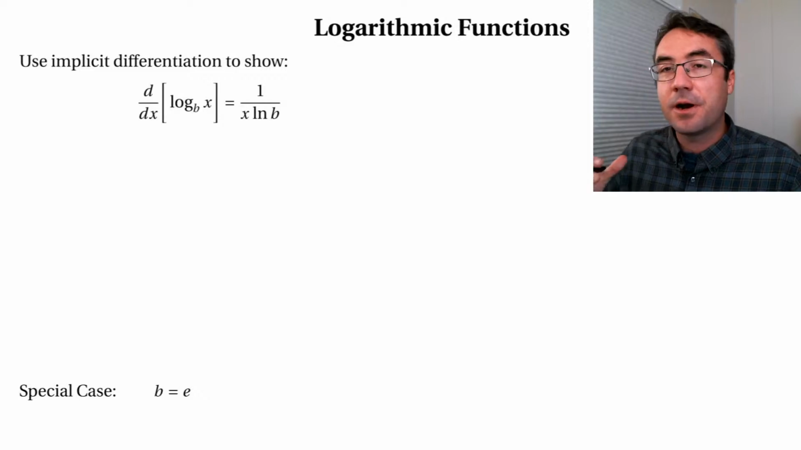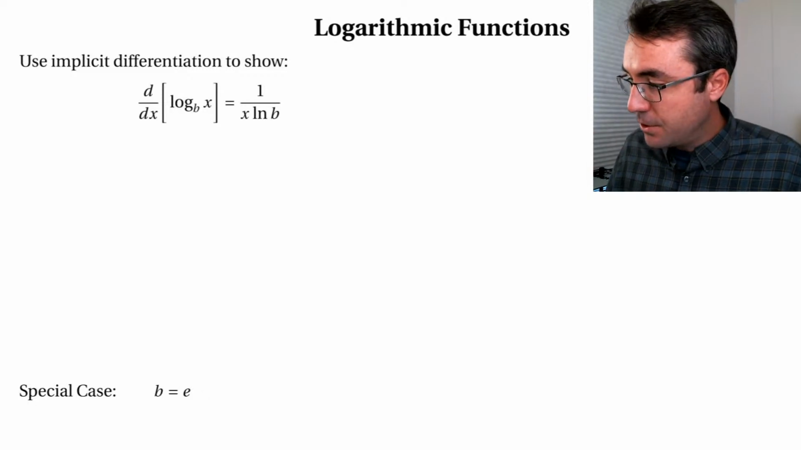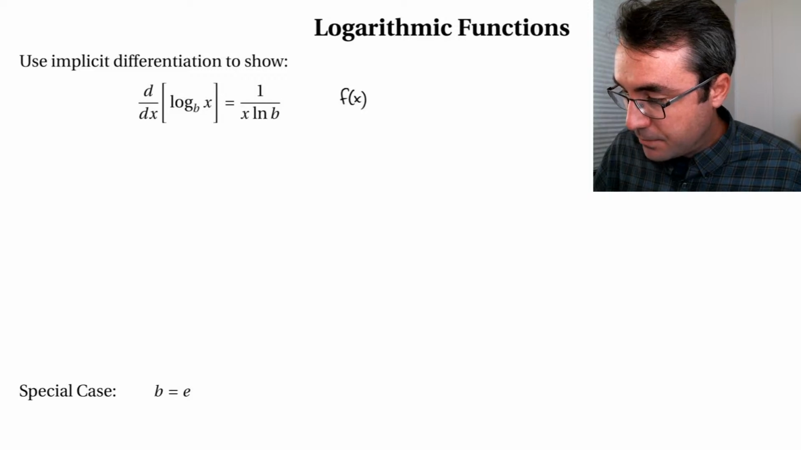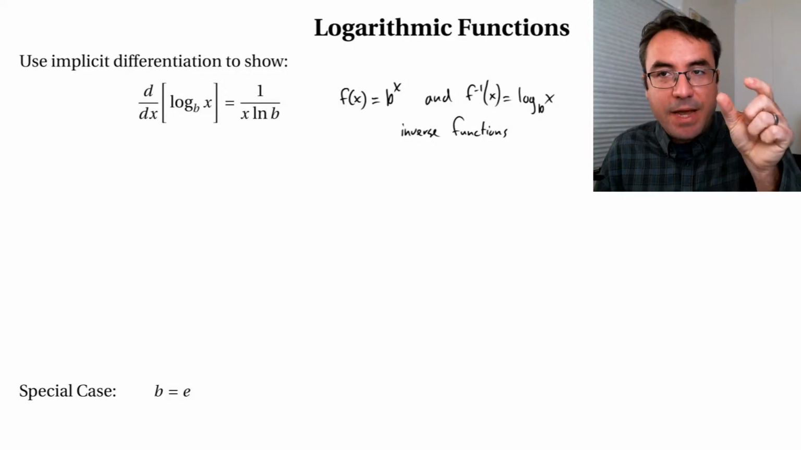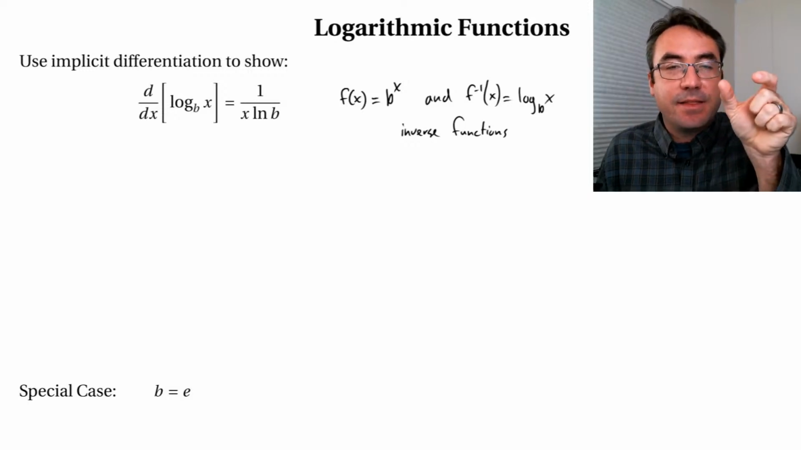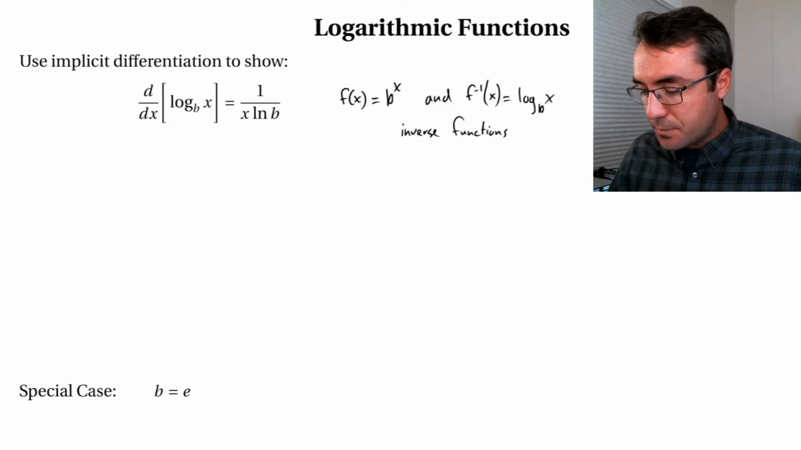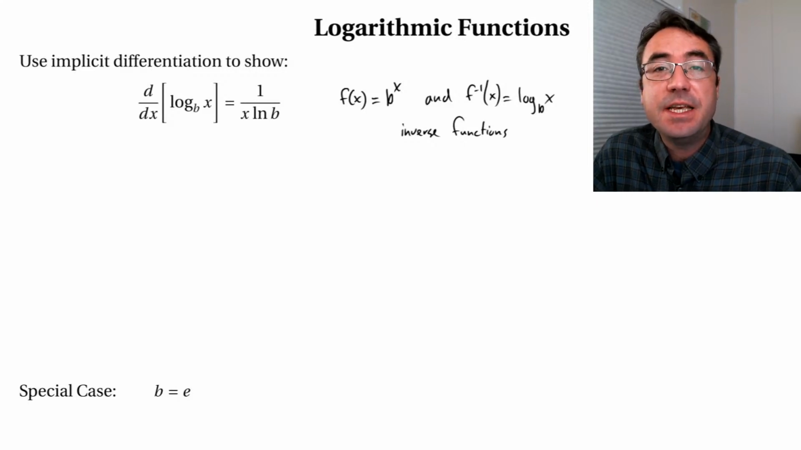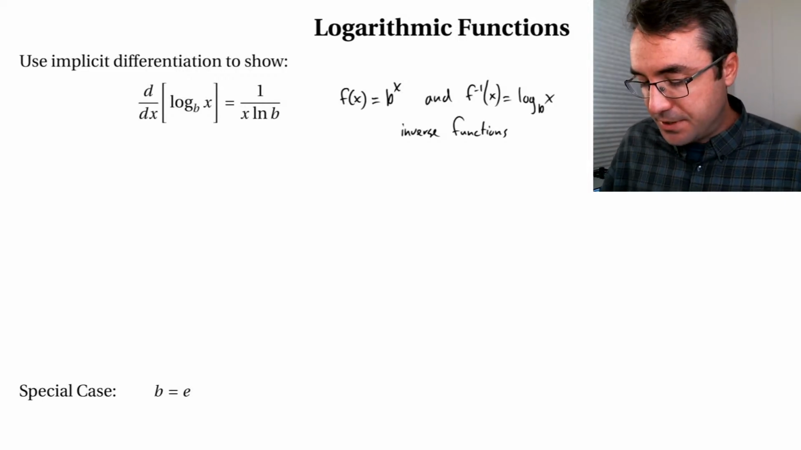And so we mentioned it before, log and exponential functions are inverses of each other. So in particular, when we say f of x equals b to the power x and f inverse of x equals log base b of x, these are inverse functions of each other. It has to be the same base, b, in both, but they're inverses of each other. So we want to show the derivative of this inverse function, and that's where the implicit comes in.